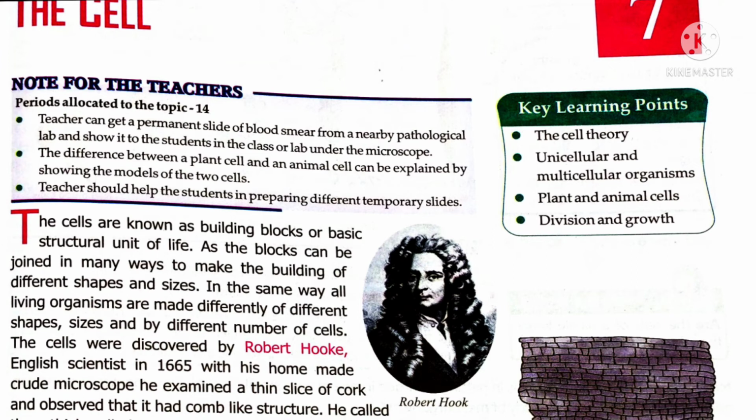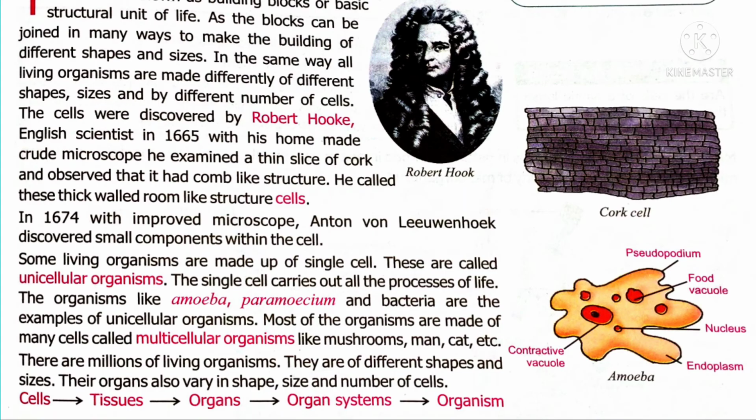He took a slice of bark of the tree, or we can say cork of the tree, and kept it under the microscope, and he observed that it was exactly looking like a honeycomb. Robert Hooke named this little room as cell. Next comes Leeuwenhoek. In the year 1674, he discovered a living cell under an improved microscope.